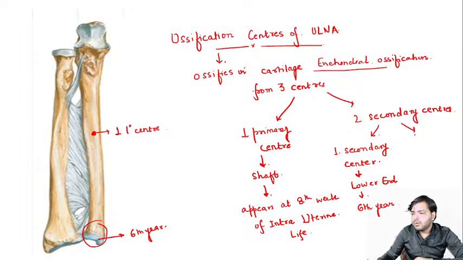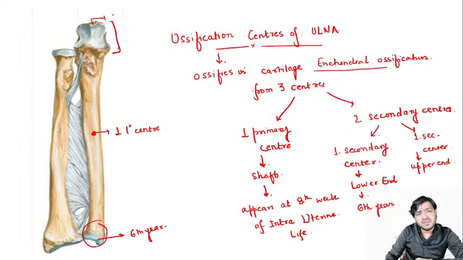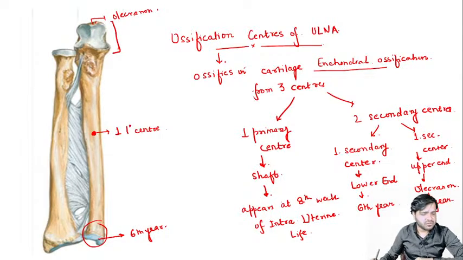And one secondary center, basically it is situated at the upper end, that is the olecranon part. Most commonly it is the olecranon only. Upper end only, and most commonly it is the olecranon part. And it is around the ninth year. In some books it is 10th also. I'll go with 9th. Okay.